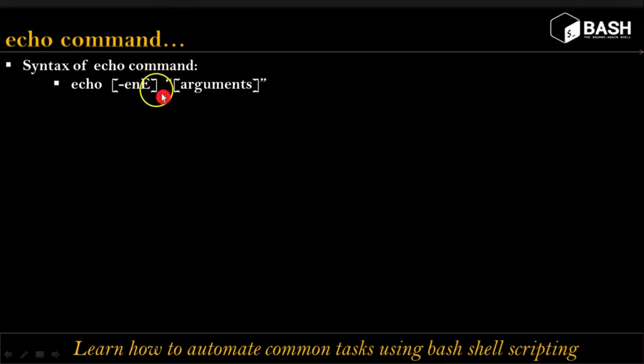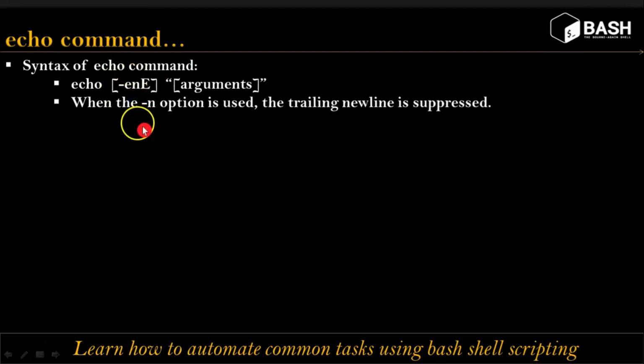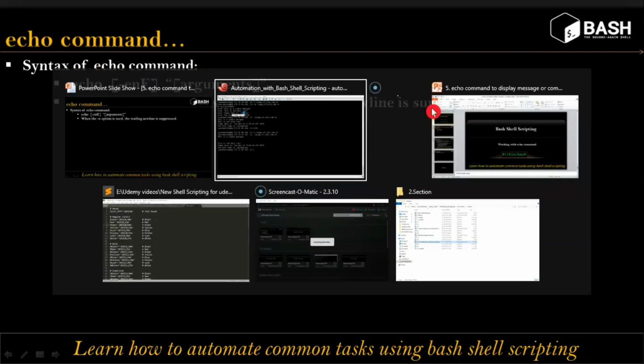Now here we have some options: -e, -n or -E. You can also club all 3 options at a time, or any 2 options, or any 1 option. Fine. The very first one is -n. So whenever you use echo with -n, what is it doing? Simply the trailing newline is suppressed. That means, see the result.